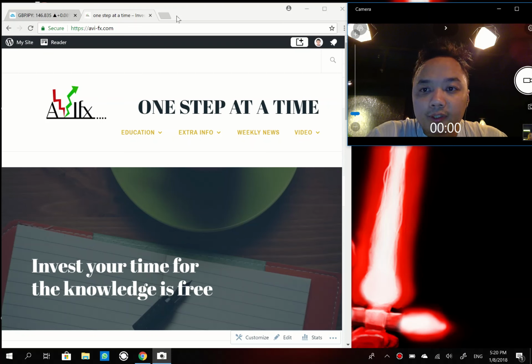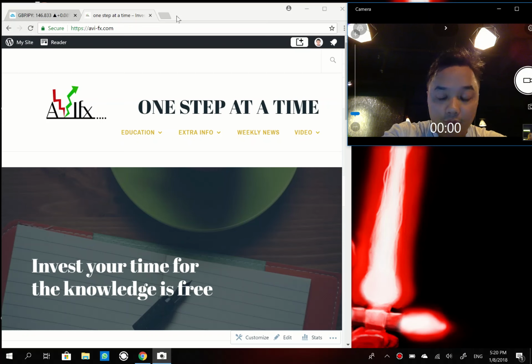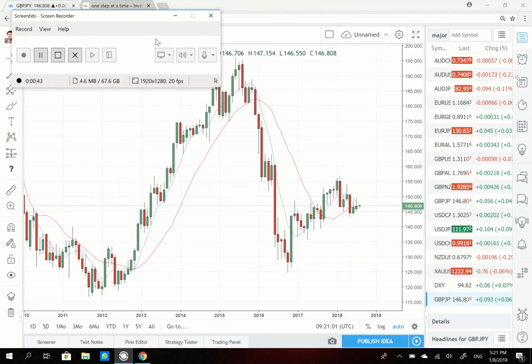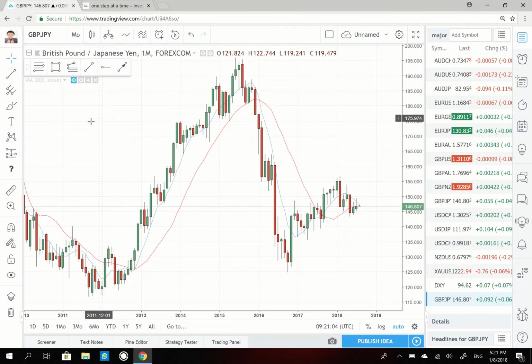Today I'll try to explain how we analyze the forex market. First we go to the monthly time frame and see what the price action is doing, then we go to the weekly, and then we go down to our trading time frame, which is daily and either 4 hourly. So let's go to GBPJPY, which is one of my favorite pairs, and I trade this a lot.